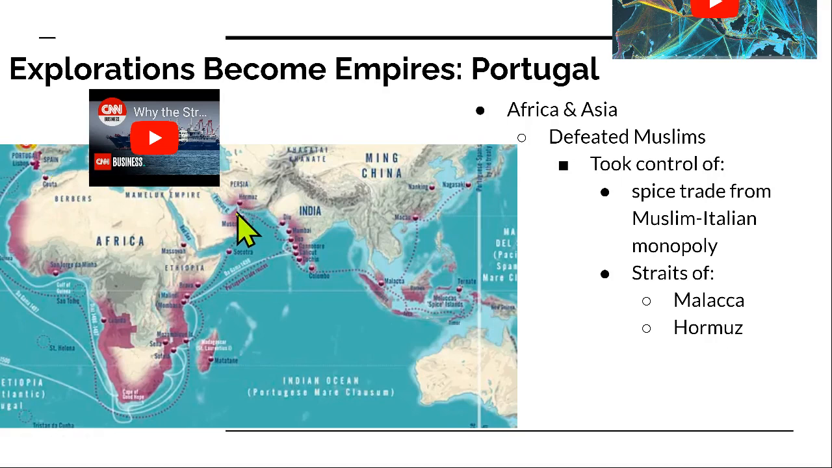The Strait of Hormuz is here, and the Strait of Malacca is there. Now, both of these and all of these areas here follow the line that we previously saw in maps of the Muslim spice trade.